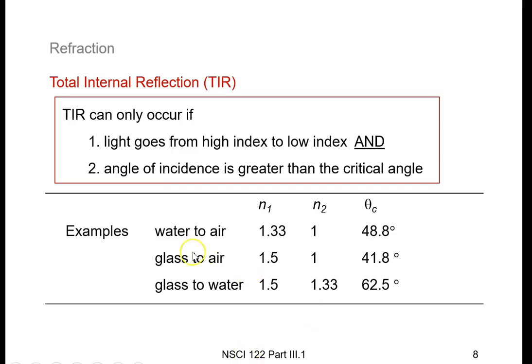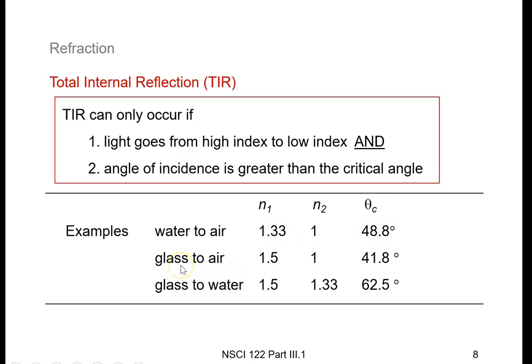So for instance, if a light ray is in water with an index of 1.33 and trying to enter air with an index of 1, remember for air we just take the index to be 1, it turns out that the inverse sine of 1 over 1.33 is 48.8 degrees. So that would be the critical angle.